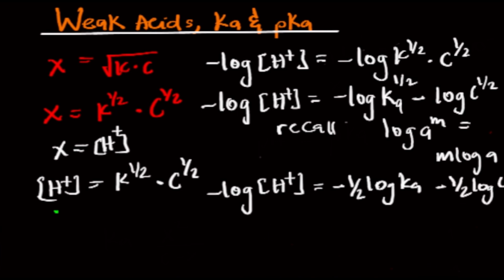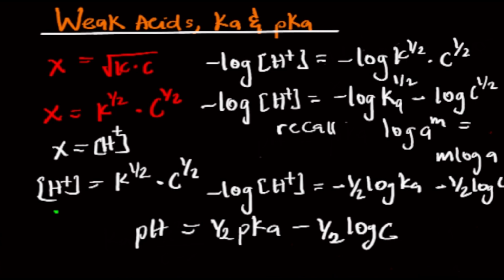So from there, if I just apply pH here, this left side is going to be pH, right? Because it's actually the negative logarithm of hydrogen ion concentration. It is going to be equal to minus log Ka, which is 1 over 2 pKa, right? Then I'm going to have minus 1 over 2 log C.